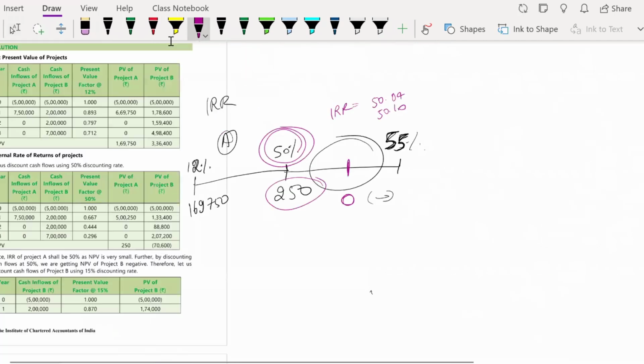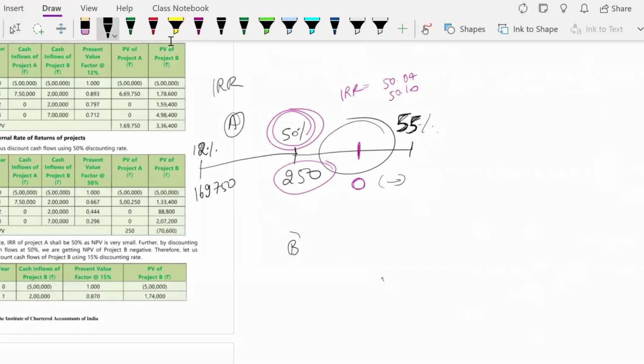Now let's take the case of project B. In your exam, it's better you do 50%, 55% and then find out the IRR and give it. Don't do this in the examination unless it is the exact same question they have asked. Okay, project B.